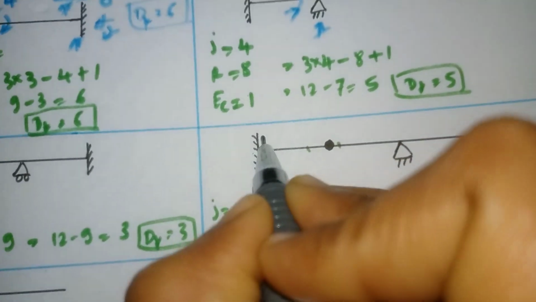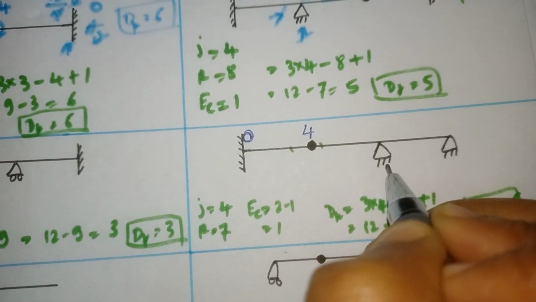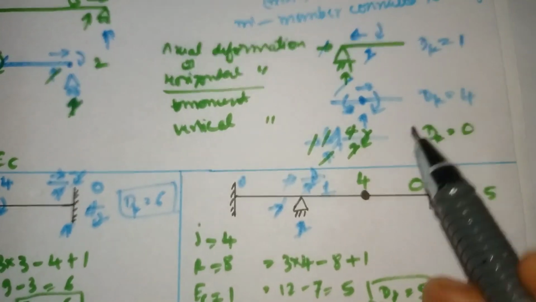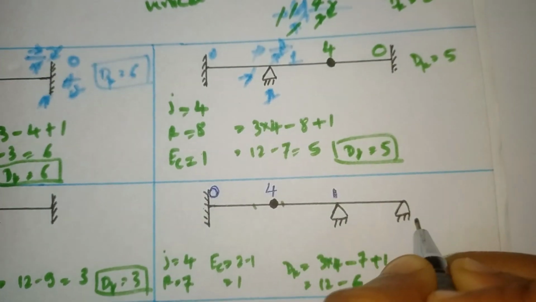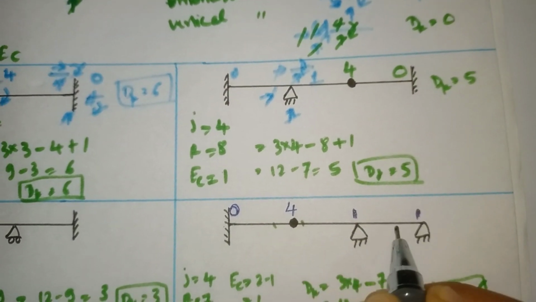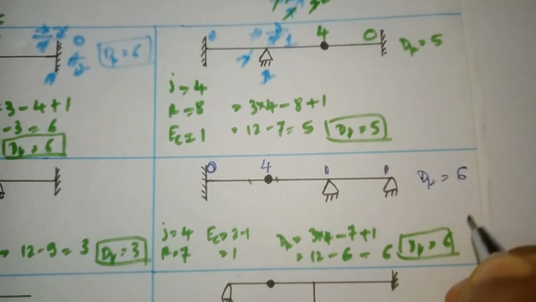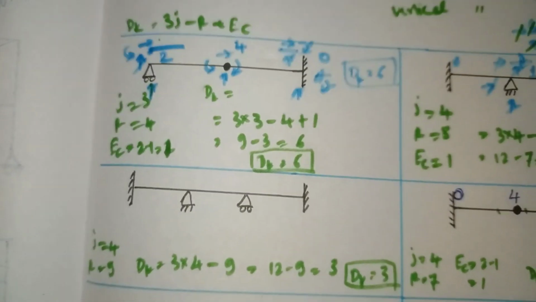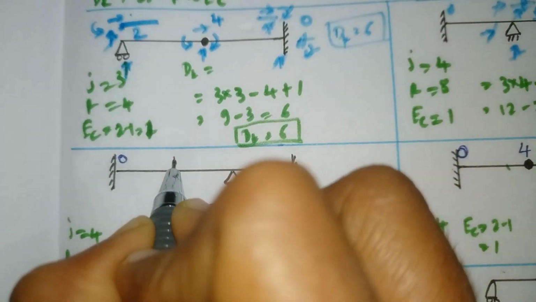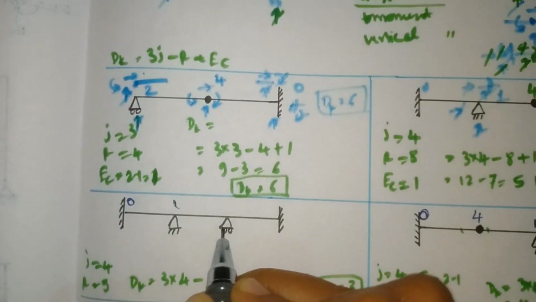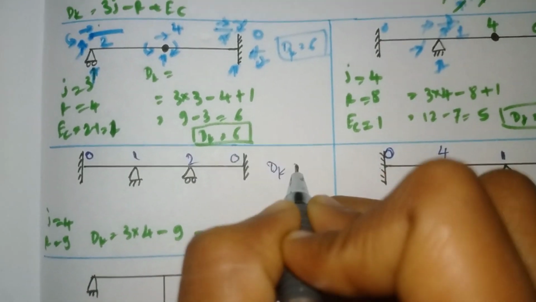Here at fixed our dk is 0. At the internal hinge there is 4, as I told. At the hinge, the degree of freedom is 1. So here the support is also 1. The total number of freedoms is 4 plus 1, 5, 5 plus 1, 6. So dk is 6. Both answers are the same. At fixed the degree of freedom is 0, at hinge 1, at roller 2, at fixed 0. So 1 plus 2, dk is 3.